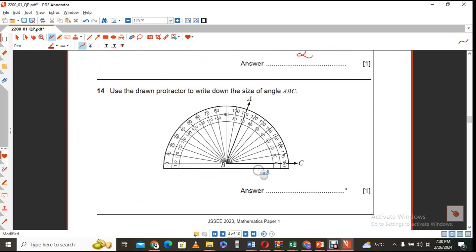Order of rotational symmetry. The size of angle ABC: first identify what type of angle is ABC. Well, it's an acute angle. And acute angles are angles that are less than 90 degrees. So you now need to read from this 0 here. So it is therefore 70 degrees.